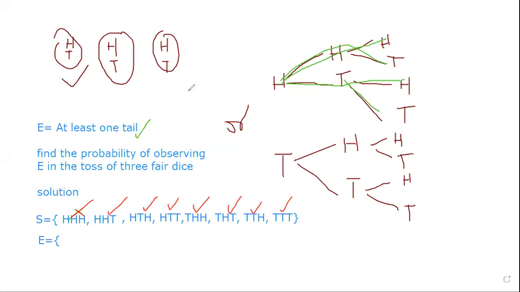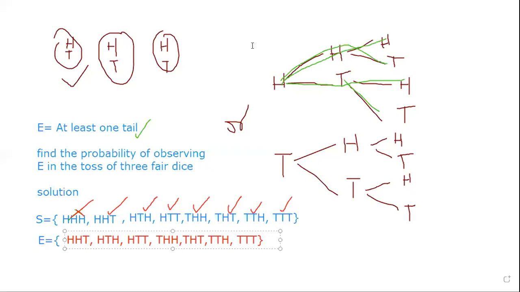So you realize that the event will consist of elements which are head, tail. Let me change my color. Head, tail. I've already written that. So we have tail, head, and then finally tail. And we close the bracket.